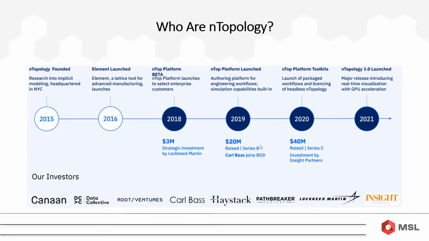nTopology currently employs around 120 people, mostly in the States, but they plan to expand quite rapidly in 2022. So although most of the guys are based in the States, they have some staff over here in Europe, and MSL are the UK reseller of nTopology.